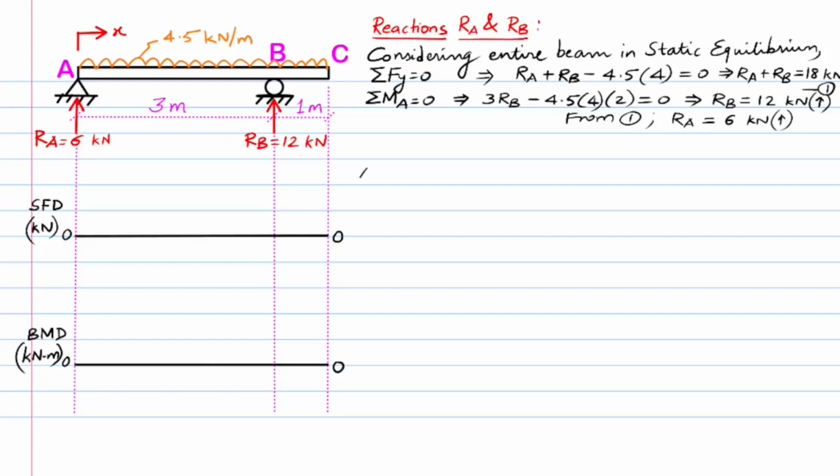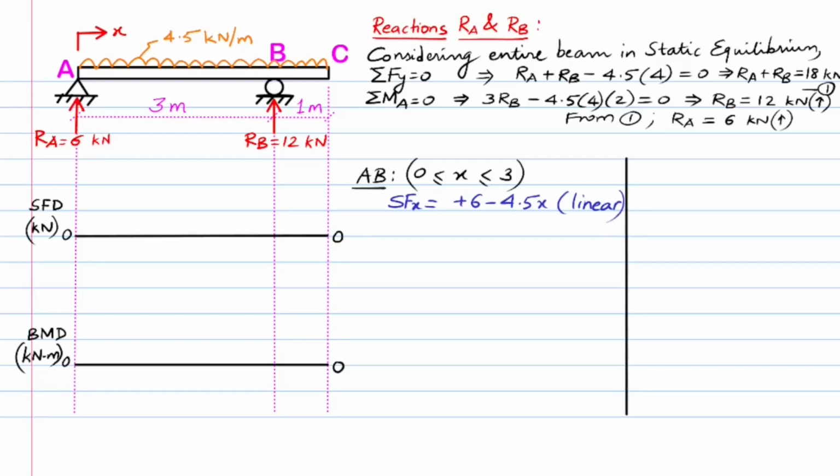For region AB, for which x is greater than or equal to 0 and less than or equal to 3 meters, the shear force at x equals plus 6 minus 4.5 times x, which is linear in terms of variable x. For region BC, for which x is greater than or equal to 3 and less than or equal to 4 meters, the shear force at x equals plus 6 plus 12 minus 4.5 times x, which is also found to be linear in terms of variable x.